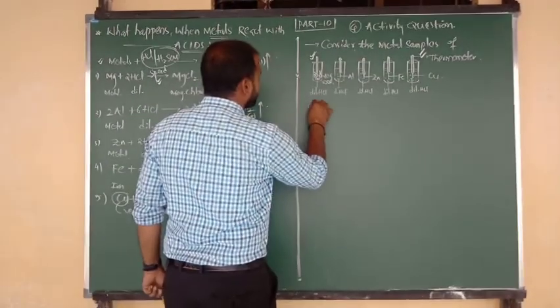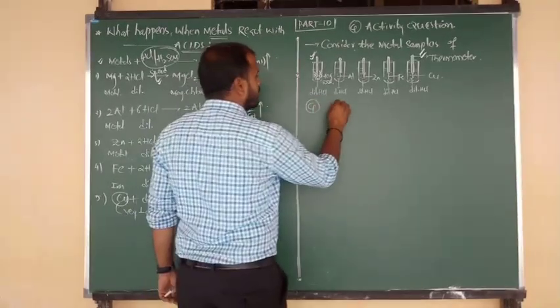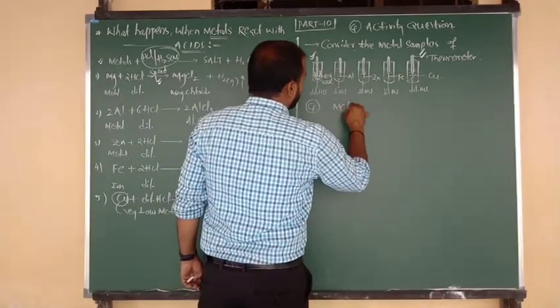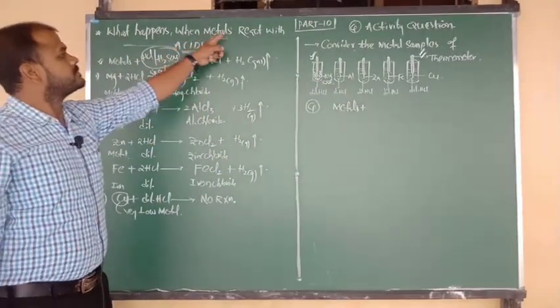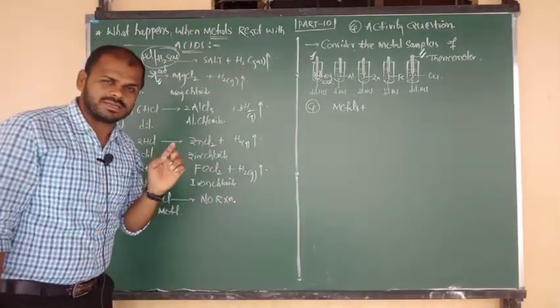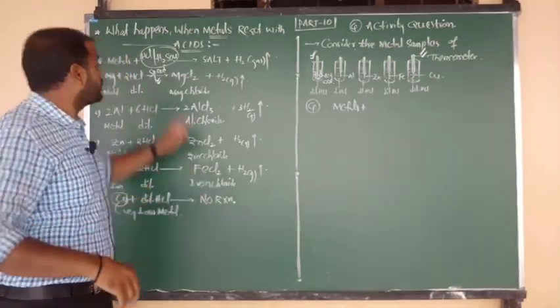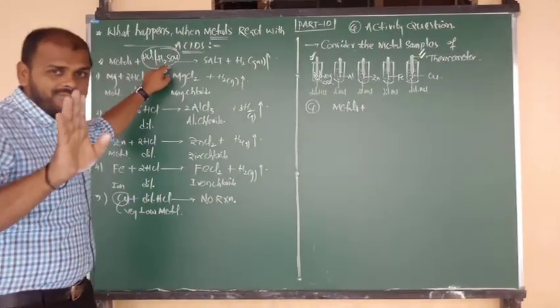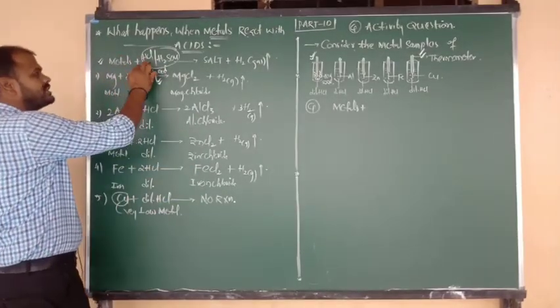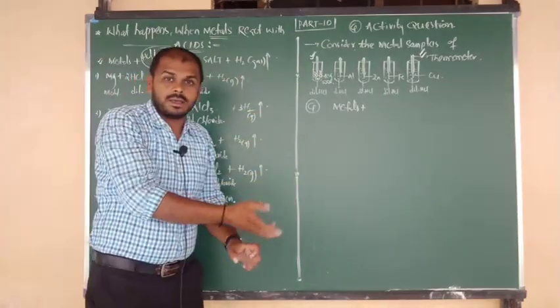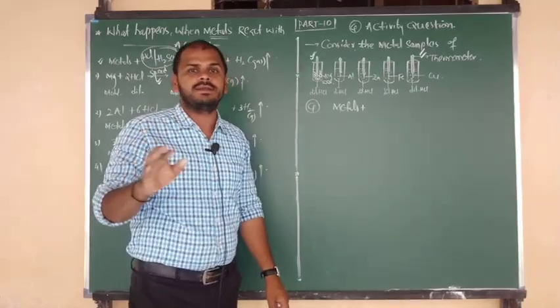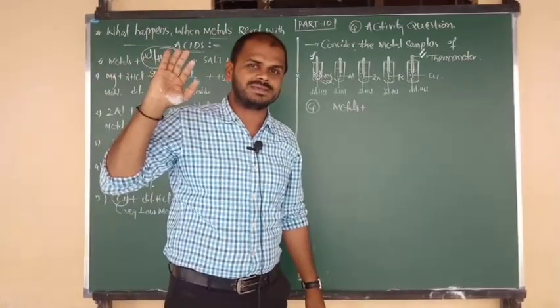Right. The question is, generally metals on reaction with acids liberate hydrogen gas. But the rule is applicable only for hydrochloric acid and sulfuric acid. Metals on reaction with hydrochloric acid or sulfuric acid evolve H2 gas, but on reaction with nitric acid do not evolve H2 gas.